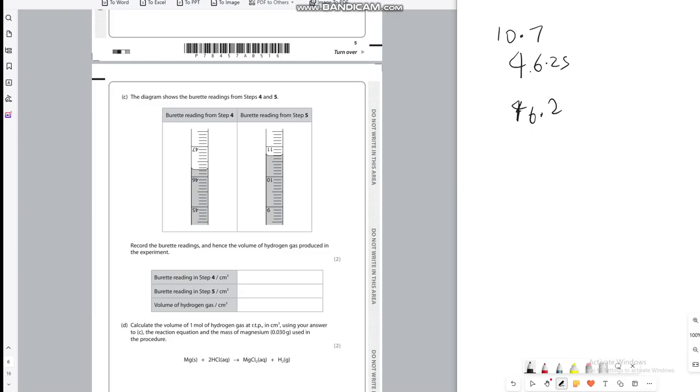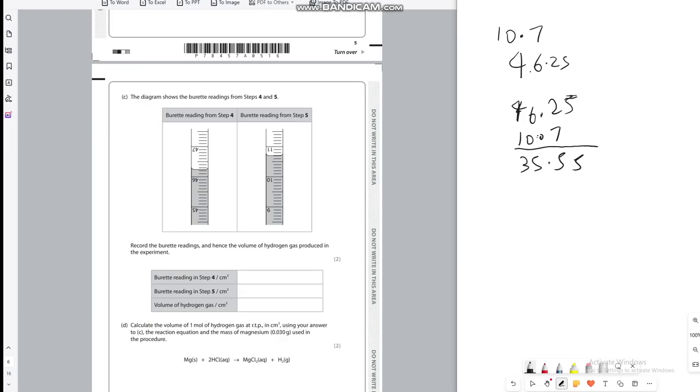I can't subtract 10.7 from 46.25 the wrong way round. It's 46.25 minus 10.7, isn't it? So when I subtract, I get 35.55. The reading in step 4 will be 46.25. The reading in step 5 is 10.7, and the volume of hydrogen gas, which has been collected at the top of the burette, is the difference between them, which is 35.55.